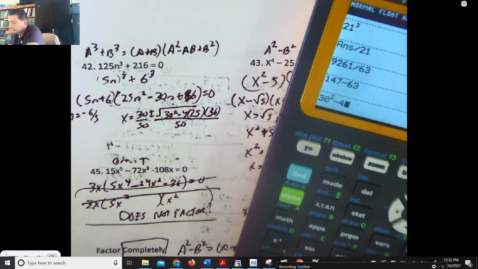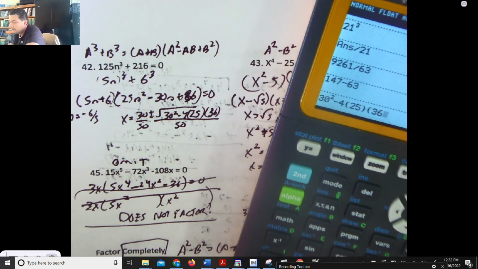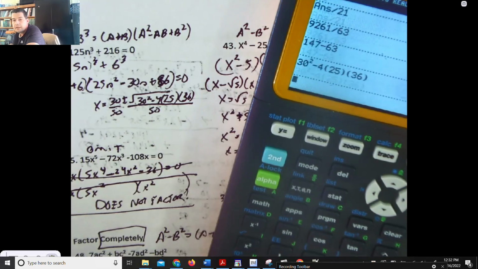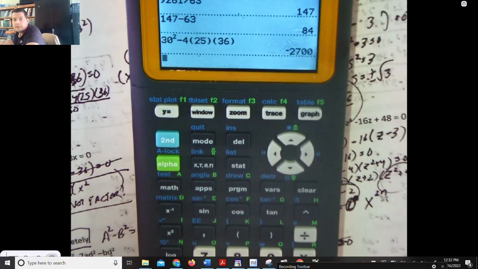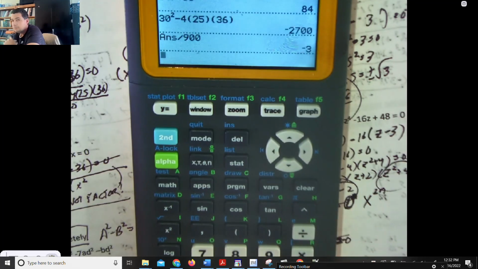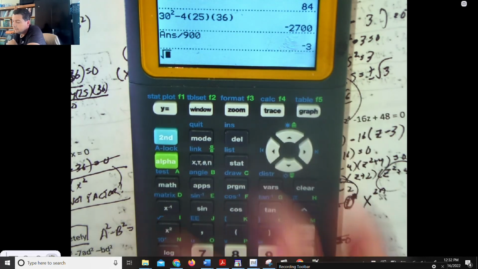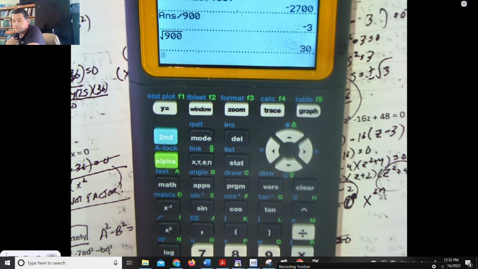Every time, whenever you're doing the sum of two cubes or the difference of two cubes pattern, the larger set of parentheses is imaginary. So inside that radical is negative 2700. I'm kind of glad that's what it is. I know that's divisible by 900. The root of 900, if my brain's working right, is 30. So it's going to be 30i root 3.